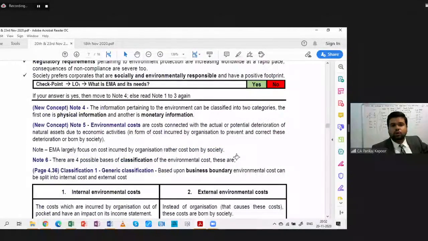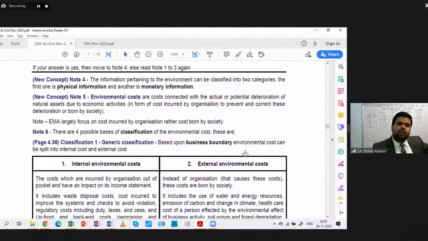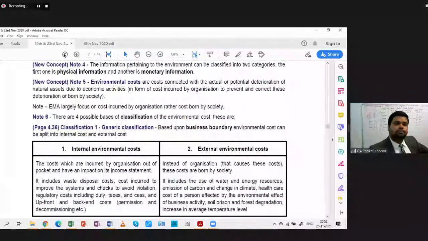We consider notes number 4, 5, and 6, and thereafter we wind up today's class. Okay. The note number 4, which is a new concept. What are the 3 requirements of the EMA?